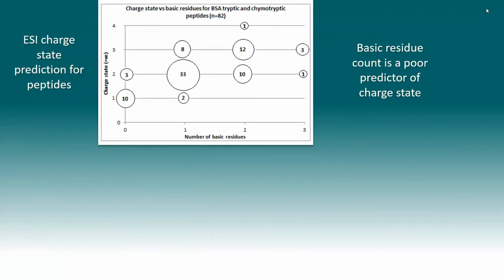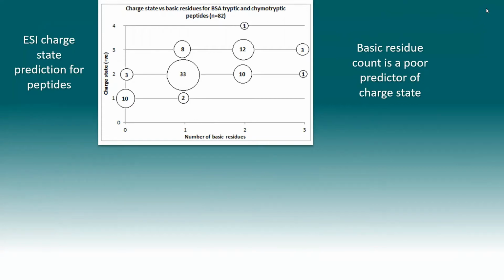Here we have plotted the charge state for a range of peptides. These are BSA tryptic and chymotryptic peptides. And what we've done here is plotted the charge state against the number of basic residues. We're looking for a relationship here. What you can see is there isn't really any relationship there at all.